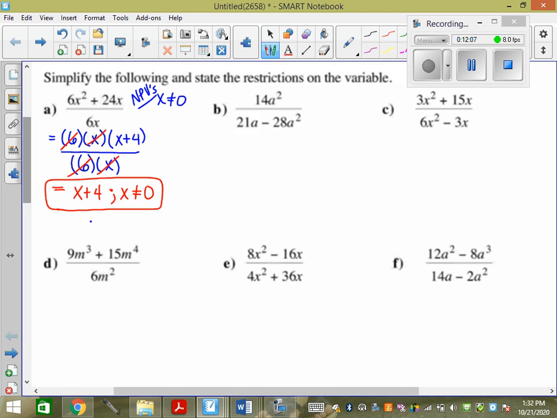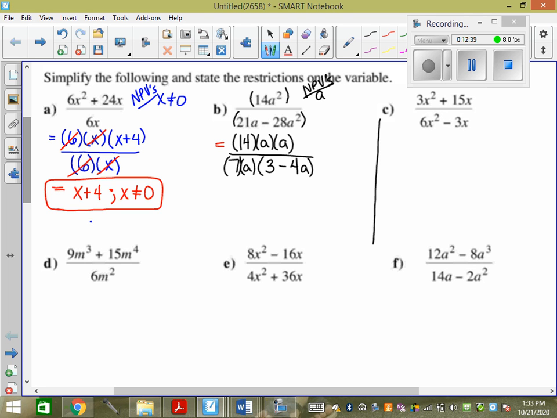For B, I have 14 and a squared. So I'm just going to write 14 and a and a. In the bottom, what can I take out? A 7 and an a. I put in separate brackets. When I take 7a out of 21a, I'm left with 3 minus 28a squared. Take out 7a, 4a. So when I go to do my NPVs, 7 doesn't get me anything.